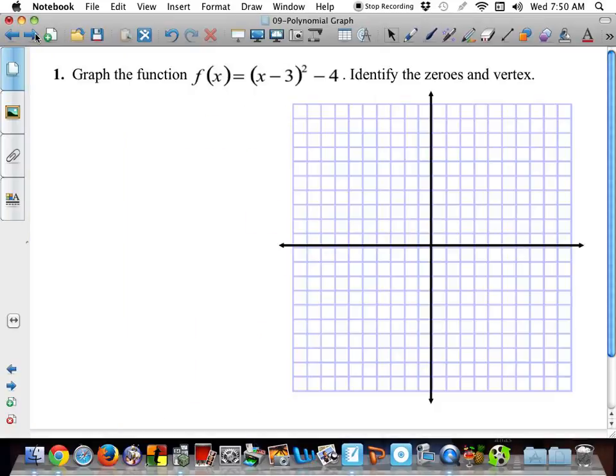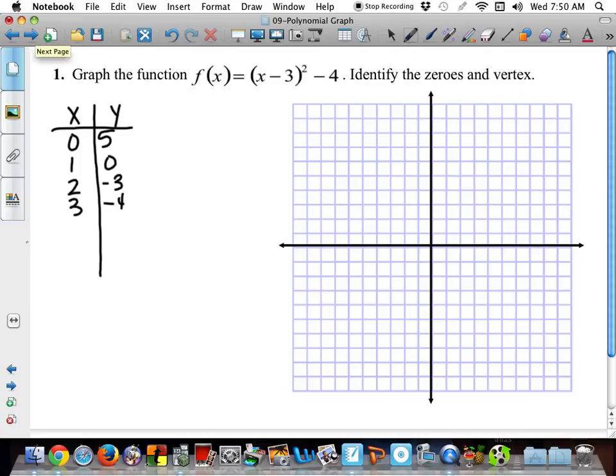Right into our notes, I'm going to make the table X, Y, and what we saw was (0, 5), (1, 0), (2, -3), (3, -4), (4, -3), (5, 0), and (6, 5). And so we're going to sketch the graph that we have been doing in class. I'm going to start with (3, -4).